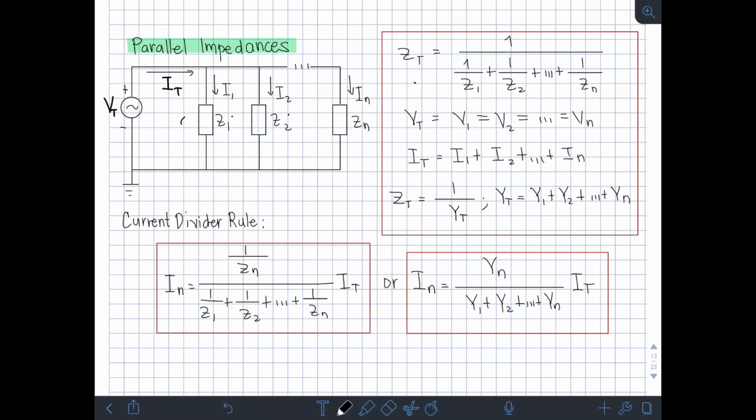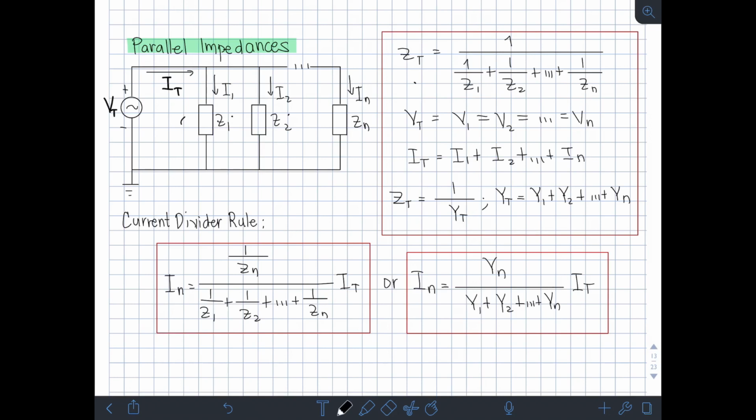So, we have Zt is equal to 1 over Z1 plus 1 over Z2 plus ... plus 1 over Zn. Okay? And then, kapag meron tayong parallel impedances, yung voltage drop across each impedance is equal lang. Principle of parallel connections, right? So, Vt is equal to V1 equals to V2 equals to ... equals to V sub n.